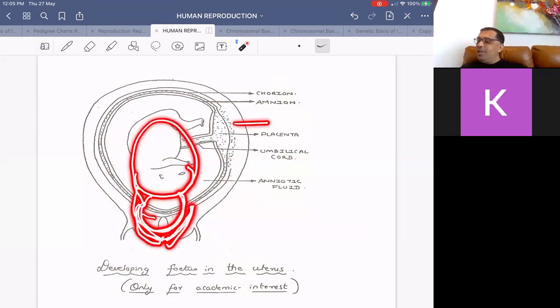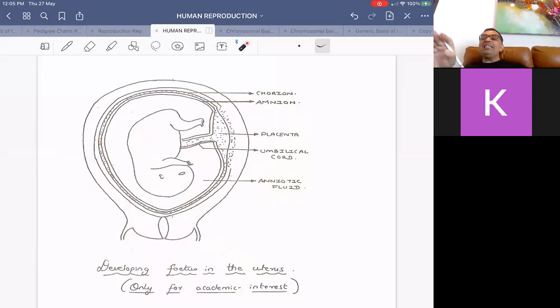And now when the uterus will contract, the baby will be delivered head first, and then his body will come out and nicely parturition will take place without any problem. I hope you've understood this all.